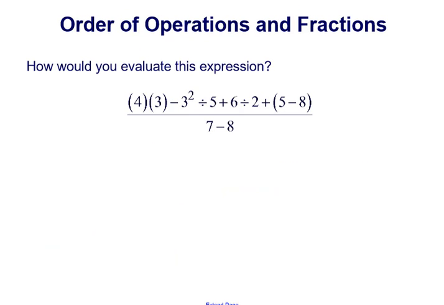So here's an example of how you would evaluate an expression that's a fraction. Here we have 4 times 3 minus 3 squared divided by 5 plus 6 divided by 2 plus the quantity of 5 minus 8, all over, or divided by, 7 minus 8. So how would you evaluate this expression? Think of your order of operations. Think of the fact that now we have to treat the numerator and denominator separately. We have to simplify them first before we can divide.